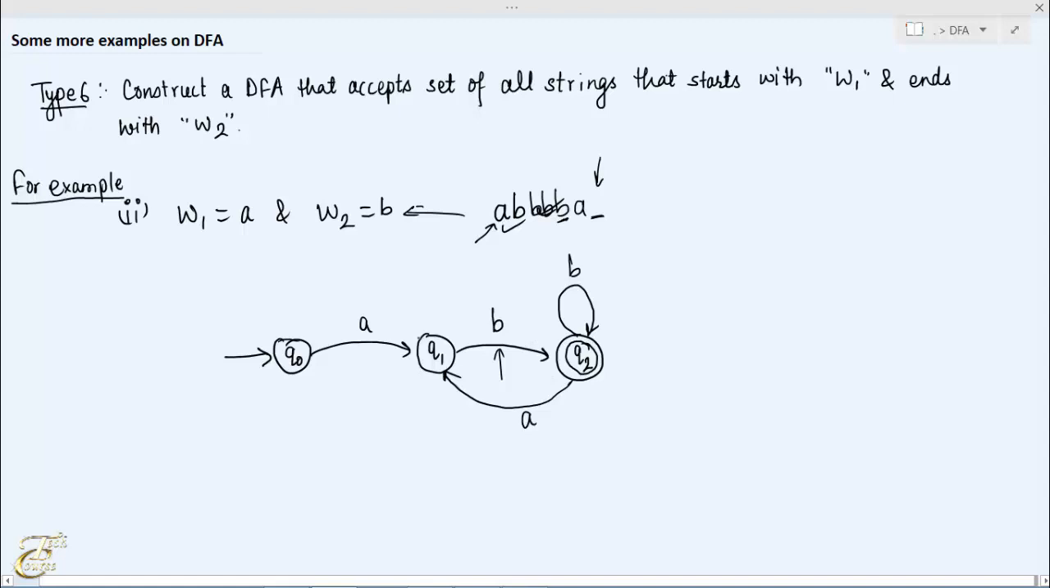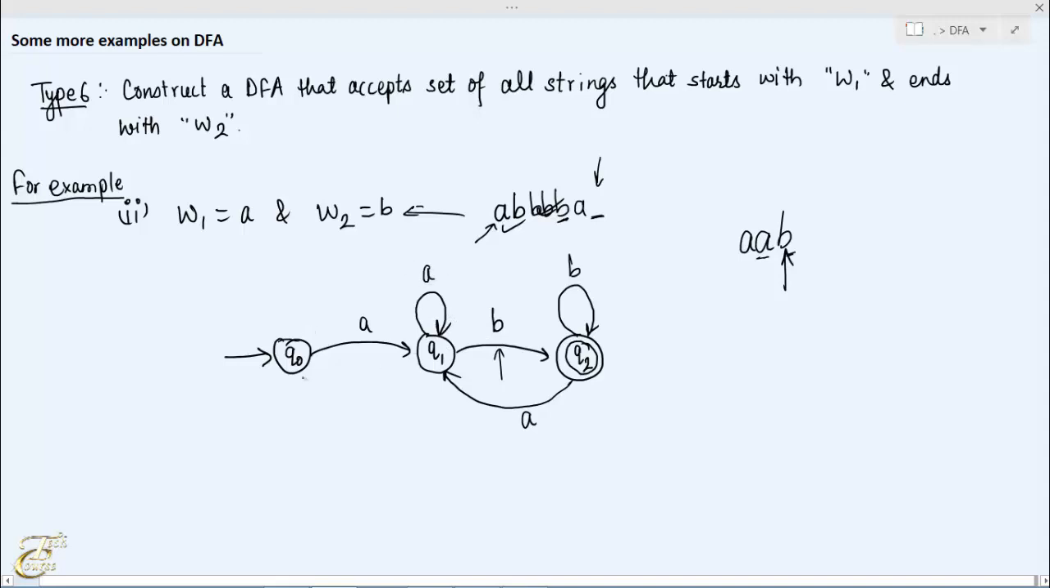Now, what if the machine reads the symbol A in the Q1 state? That means it already read a symbol A to reach Q1 state, and what if the machine reads another A in Q1 state? In that case, we only have to check whether B comes after this A or not. So this checking of B is performed by this transition. So we make this transition on input A.